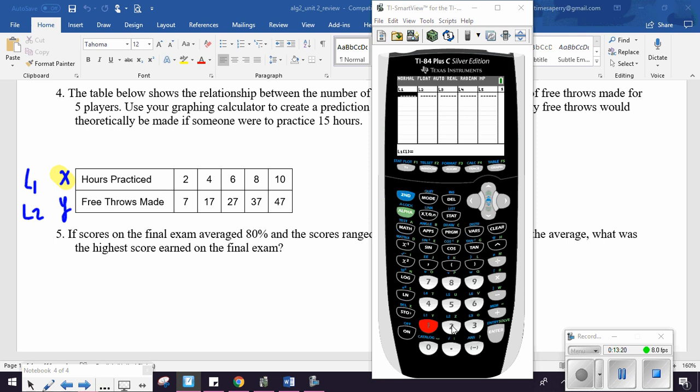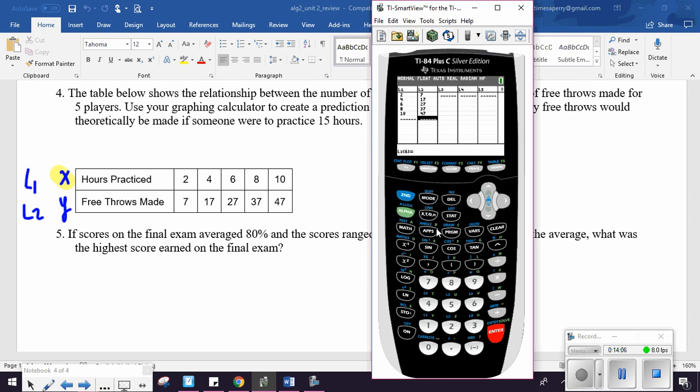So you hit 2, enter, 4, enter, 6, enter, 8, enter, and 10. You make sure you hit enter after each value. Make sure they match up with the table, and then come to L2 and enter our y values. So 7, 17, 27, 37, and 47. Again, double check your table. Make sure you've entered everything correctly before you move on.